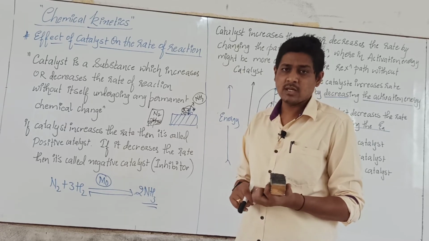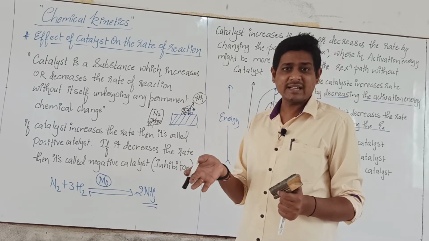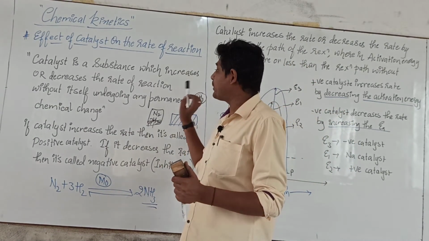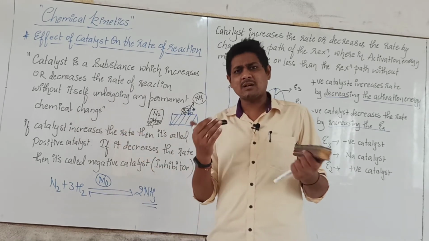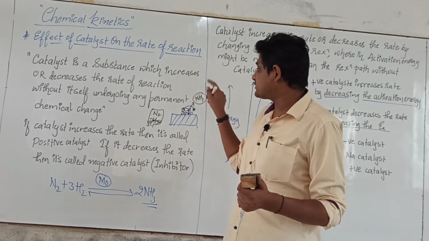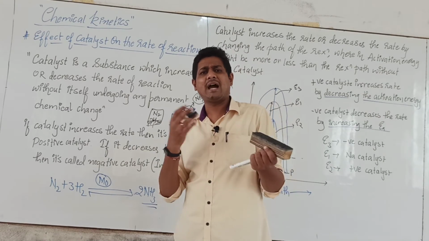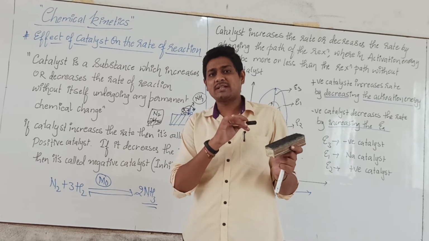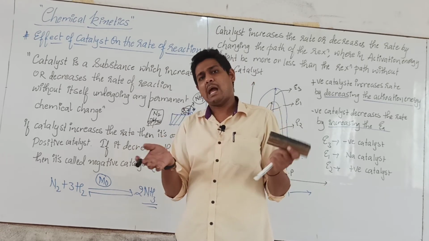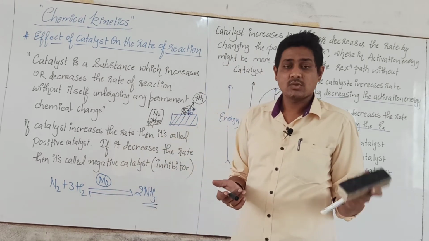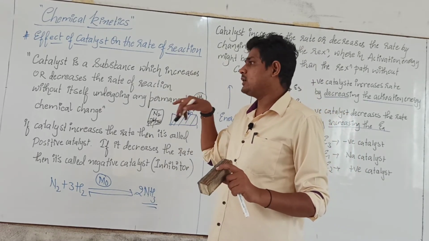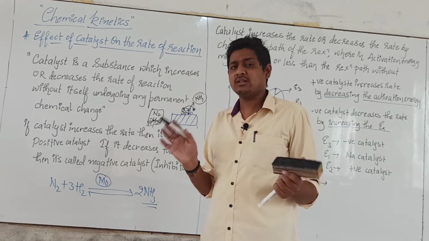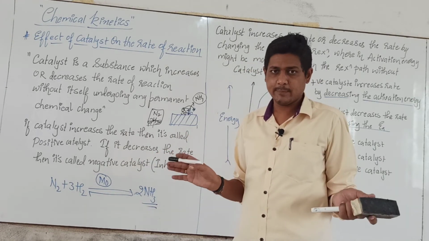A catalyst is a substance which increases or decreases the rate of reaction without itself undergoing any permanent chemical change. In some of the reactions, what will happen? Some of the catalysts may form temporary hydrogen bonds with the reactants, and once the product is formed, those temporary hydrogen bonds will break and the catalyst will be obtained as it is. So that's why we say that whenever we make use of a catalyst in a reaction, at the end of the reaction we will obtain our catalyst as it is.